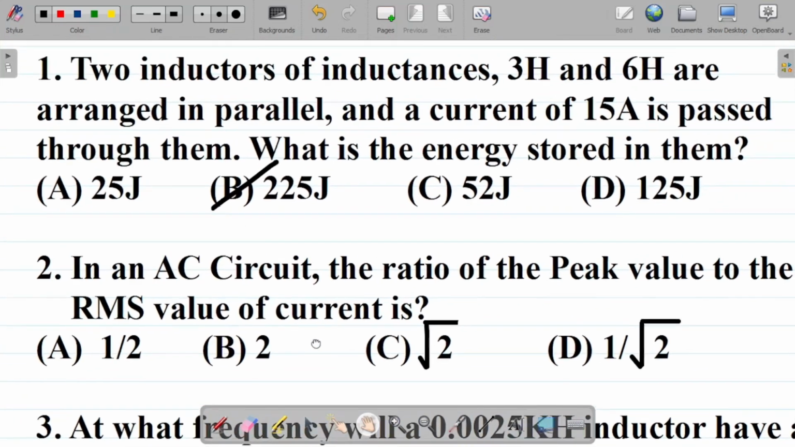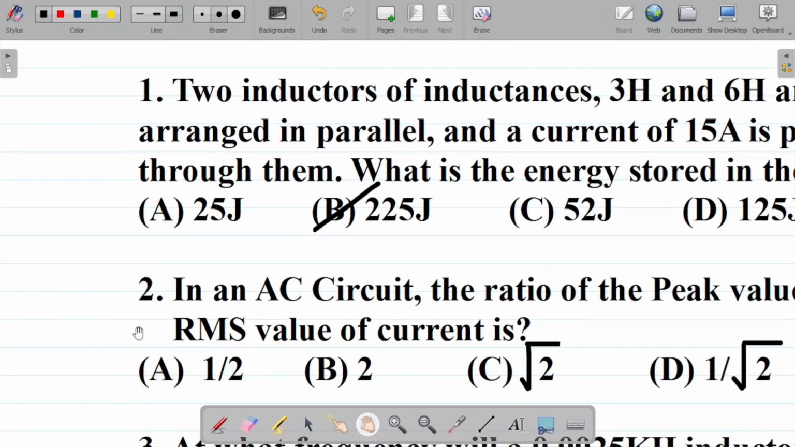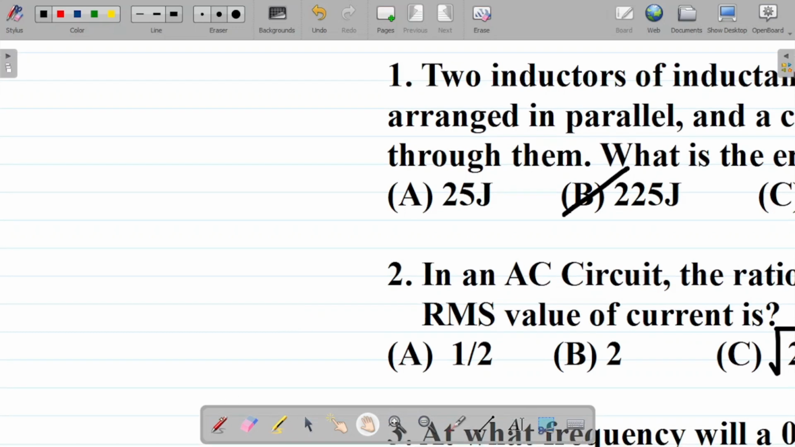Second question here says, in an AC circuit, the ratio of the peak value to the RMS value of current is dash. Okay, in an AC circuit, the ratio of the peak value to the RMS value of current is, now by the way, RMS means root mean square, right?